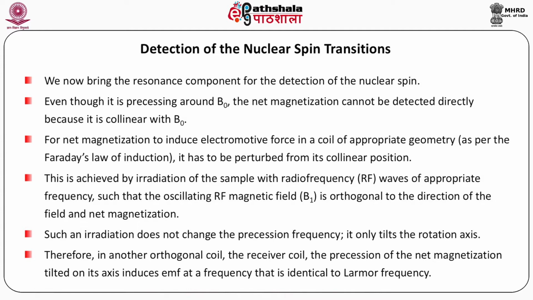This is achieved by irradiation of the sample with radio frequency waves of appropriate frequency, such that the oscillating radio frequency magnetic field B1 is orthogonal to the direction of the field and net magnetization. Such an irradiation does not change the precession frequency, it only tilts the rotation axis, and this is very important to understand. Therefore, in another orthogonal coil, the receiver coil, the precession of the net magnetization tilted on its axis induces EMF at a frequency that is identical to the Larmor frequency.